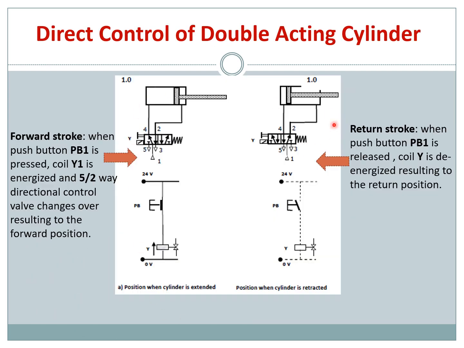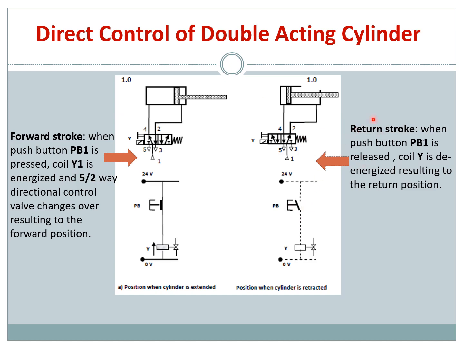Okay, so you can see here it's a direct control. You have a push button here connected to your ladder diagram. When you press the push button, your coil Y, so you have a coil Y here, will be magnetized, and it will switch state, and your cylinder will move forward. So this is for your forward stroke, and for the return stroke it's based on the spring here.